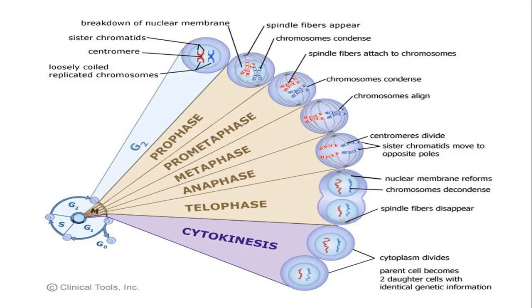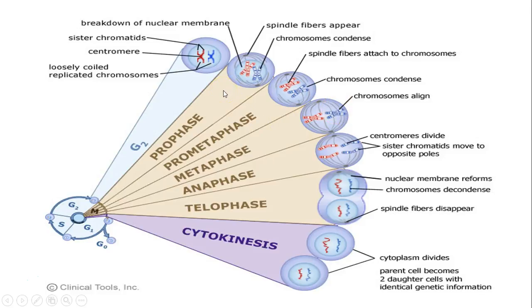Okay. So the way this works, you have G2 where it checks for the final mistakes. Then it goes into the M phase. In the M phase, the cell prepares for cell division. And then in the metaphase, which is the second step of mitosis, the chromosomes align in the middle. So meta-middle, all right? The chromosomes align in the middle.